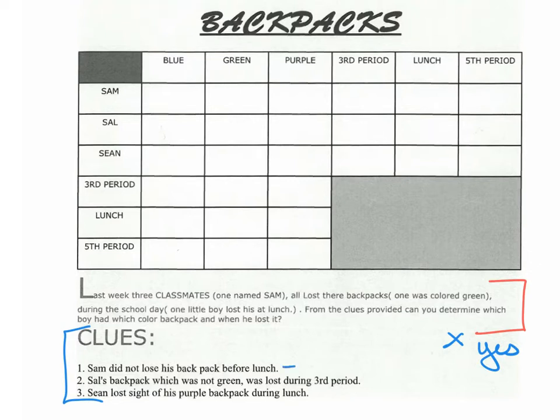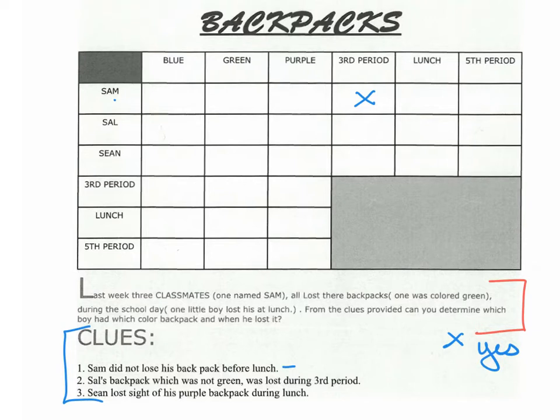Clue number 1. Sam did not lose his backpack before lunch. So here's Sam. He did not lose it before lunch, so we're going to put an X right there. And that's pretty much all I can do because I don't know what color his backpack is, so I can't fill anything out down at the bottom.